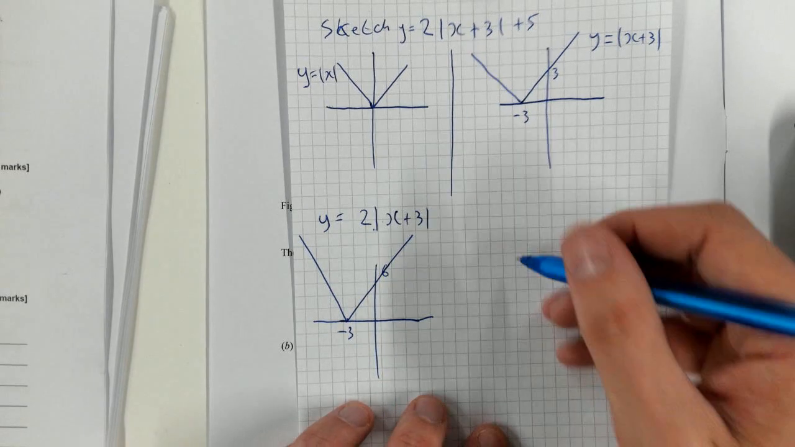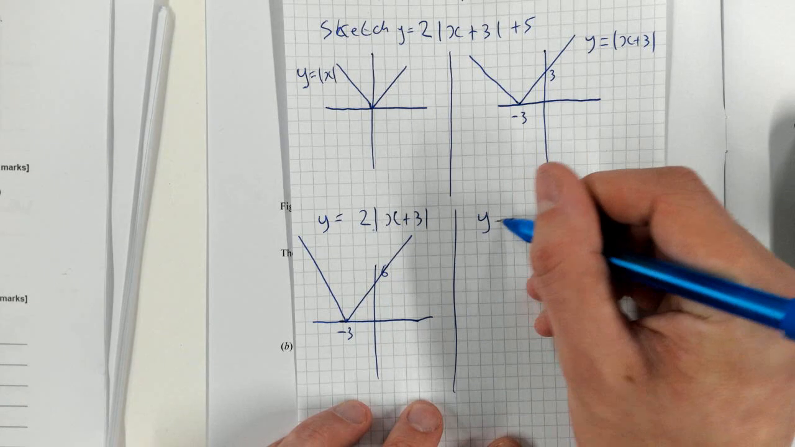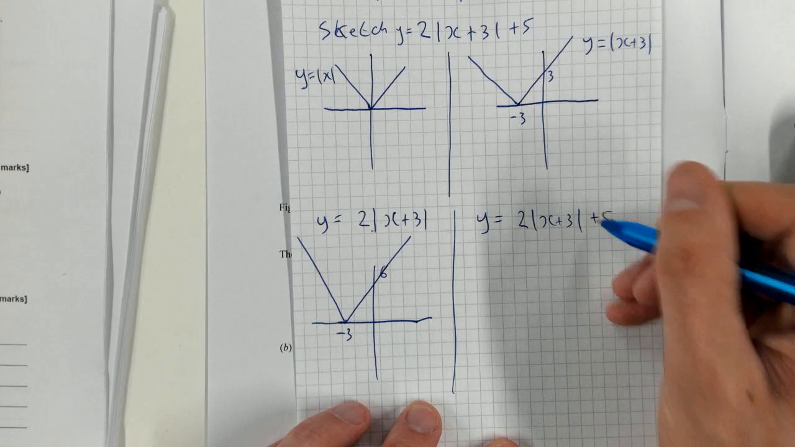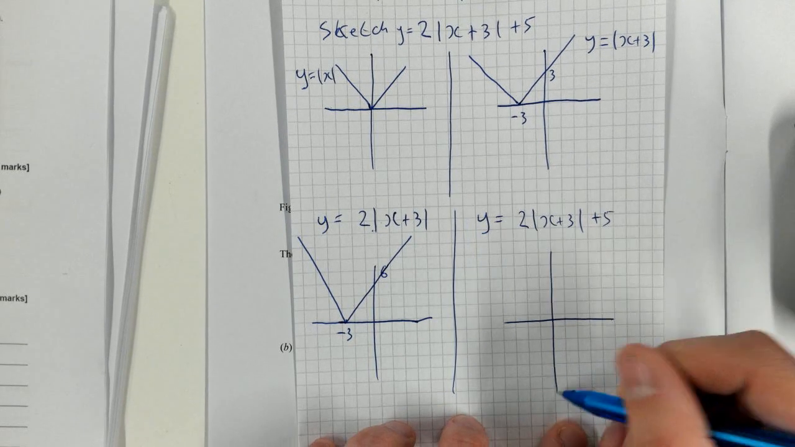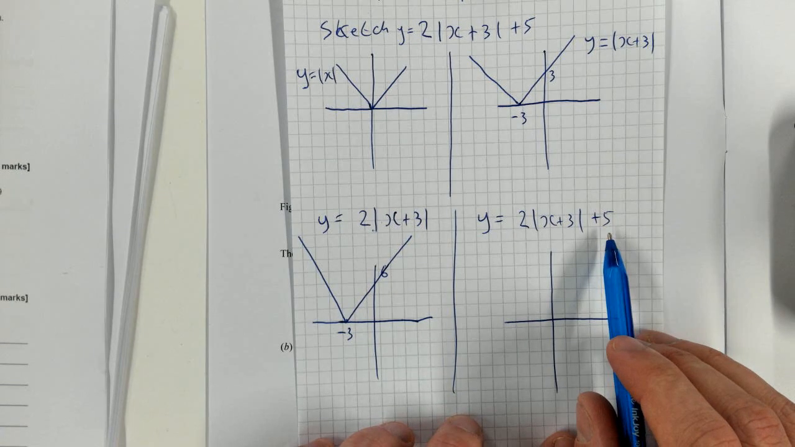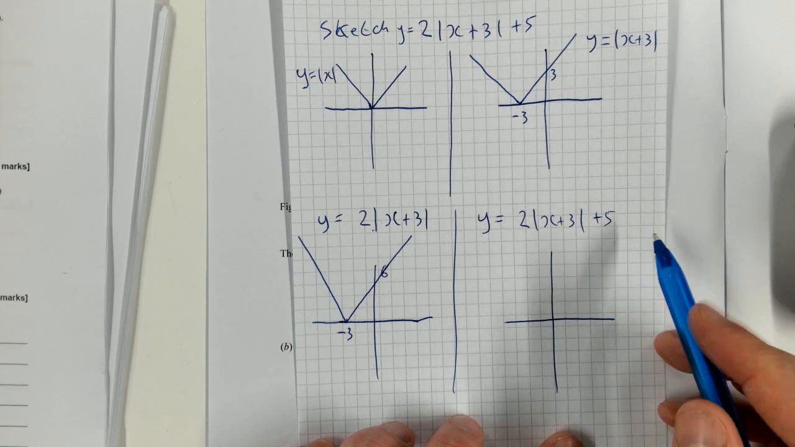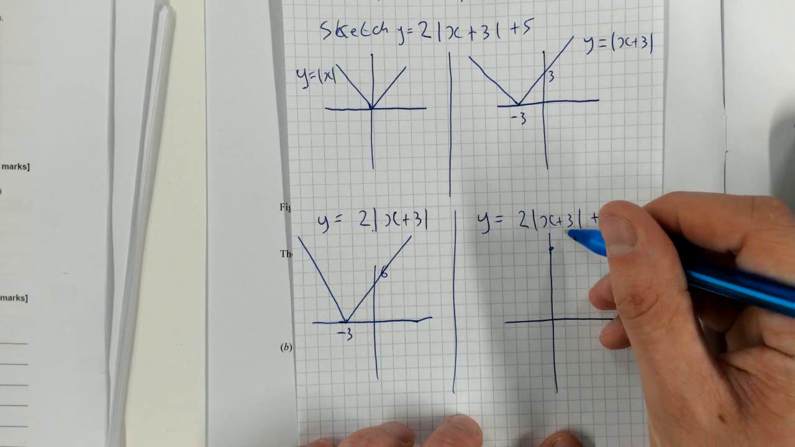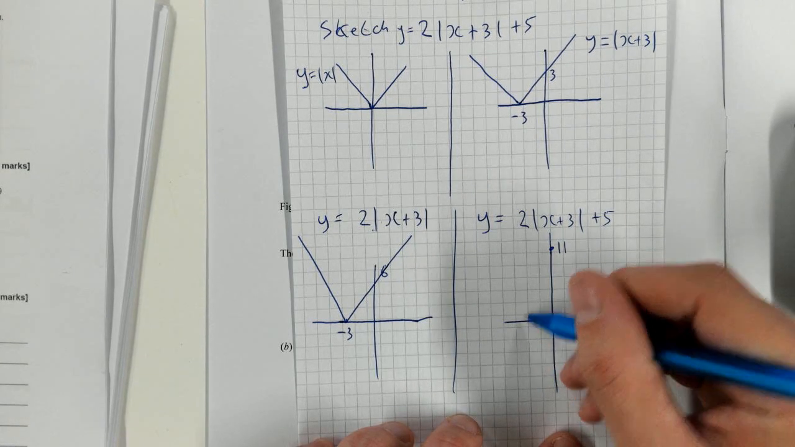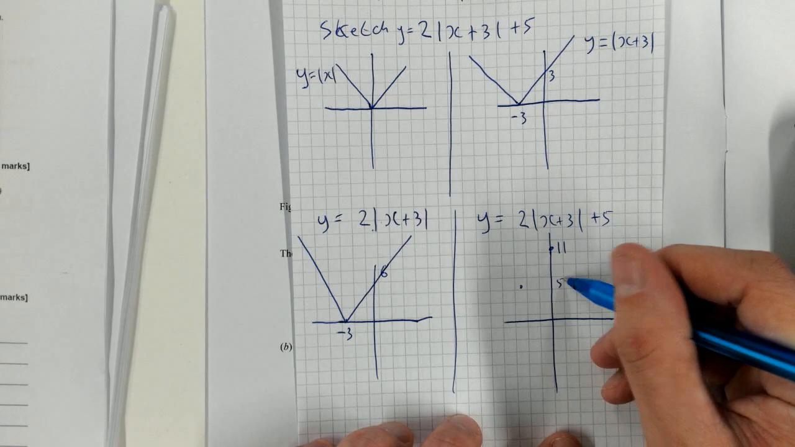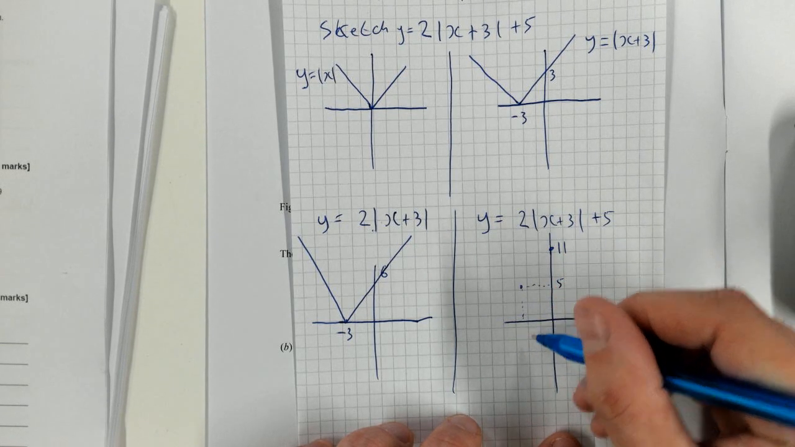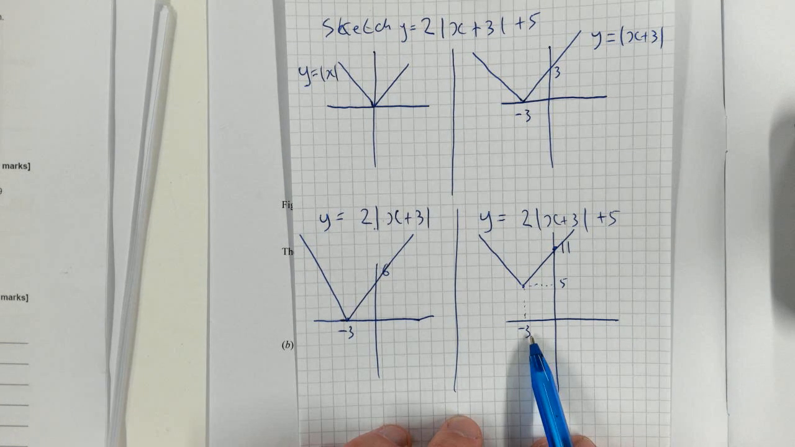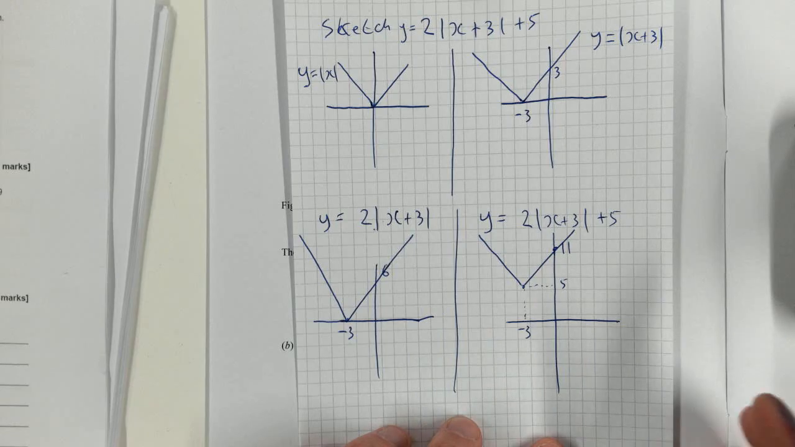Okay, and then the last step of this, we've got y equals 2 brackets modulus of x plus 3, plus 5. So now I've got a 5 outside the function. Okay, and so we know that's going to affect y, and we know it's going to do the same as what it says. So instead of this being 6, I'm just going to move that up as well. That's now going to be 11, and instead of this being at 0, it's now up to 5. That's still at minus 3. Okay, so that's how you would sketch that, and that's also how I know that the coordinate of that is minus 3, 5. Okay.